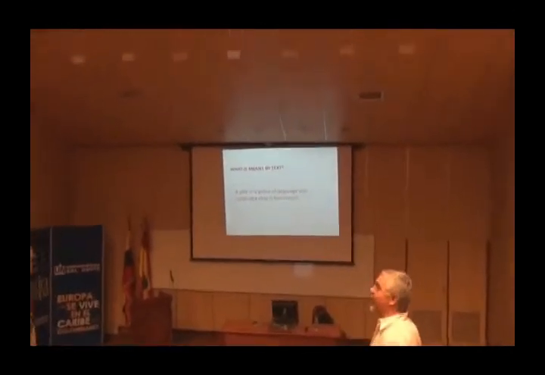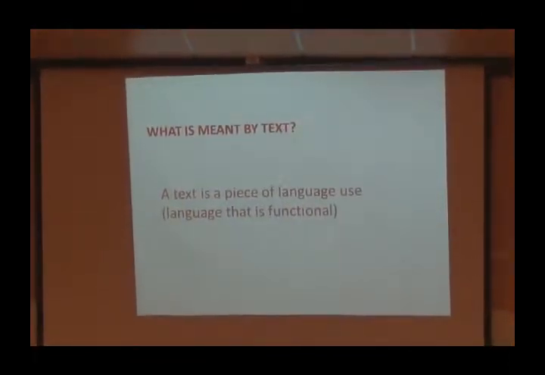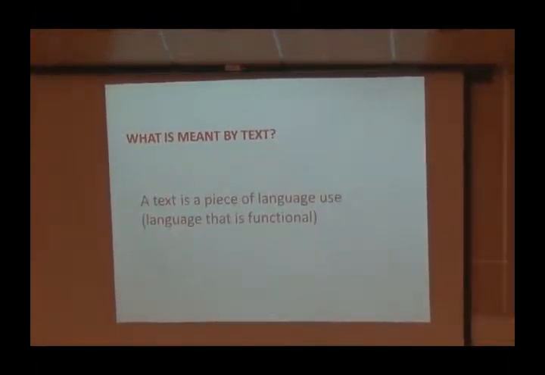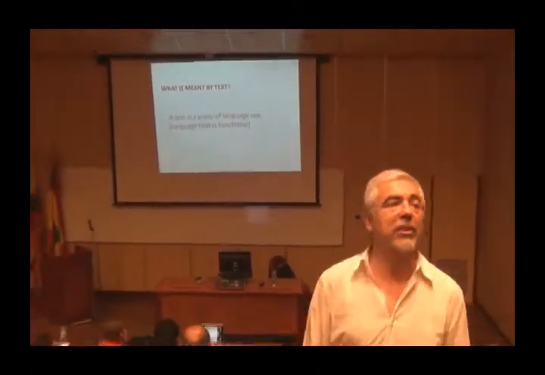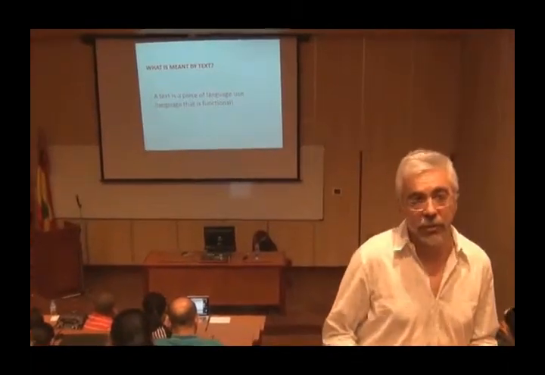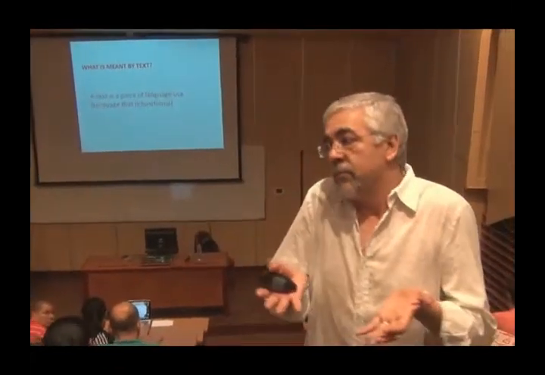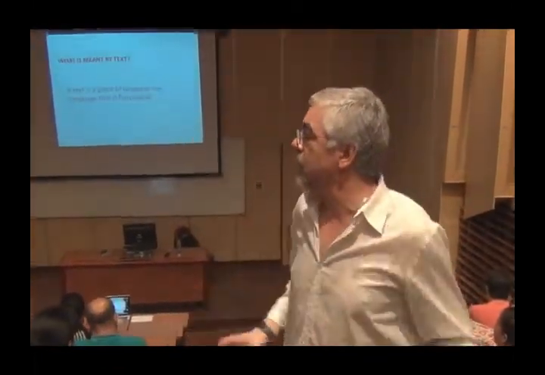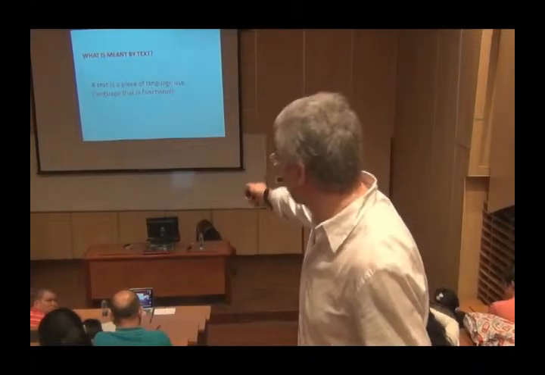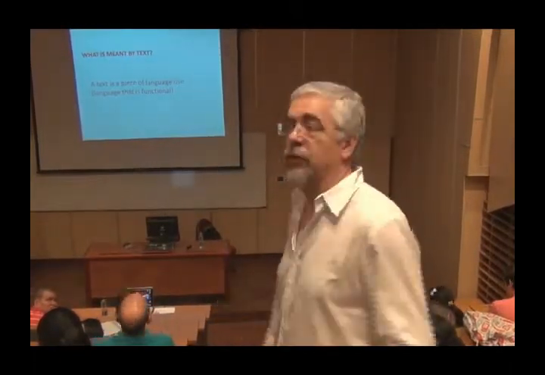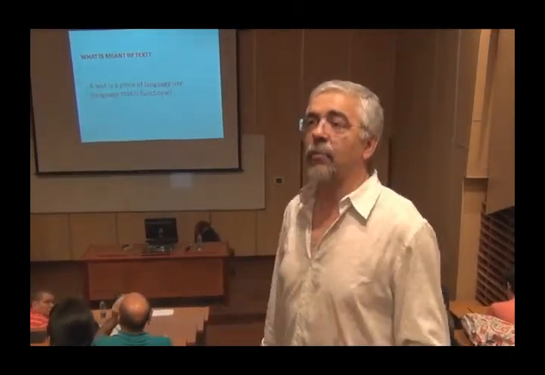Now, what is meant by text, because this is important in systemic functional linguistics, what is meant by text in SFL or in SFG? A text is a piece of language use. It is language that is functional. When we talk about language use, we're talking about functional aspects of the language. So language that performs functions in certain contexts, okay? So a text, in this sense, for us, has to be a piece of language use, language that is functional, okay? So in that sense, a text is, for instance, what we are producing here, okay?